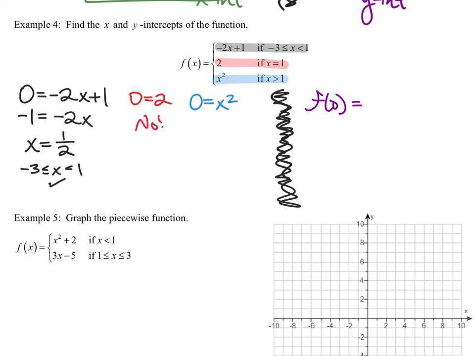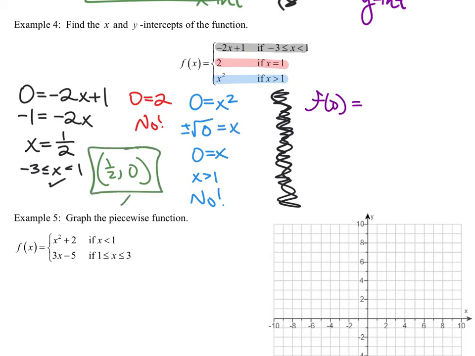If we take the square root of both sides, we're going to have the positive and negative square root of 0 equal to x. And square root of 0 is 0, and it doesn't have positive or negative attributes, so 0 is equal to x here. Is 0 equal to x, or is 0 greater than 1? No. So that's not one of my intercepts either. My only x-intercept for this graph is at 1/2, 0. That's my x-intercept.